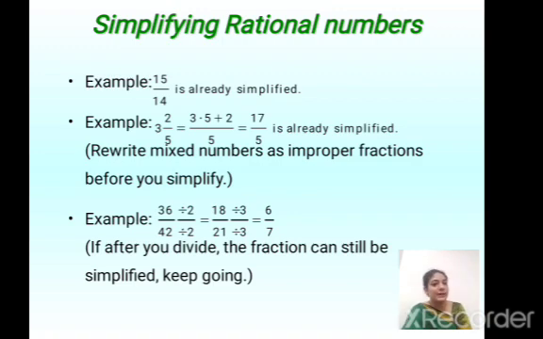In the third example, there is 36 upon 42. So we can divide it first by 2 and then it becomes 18 by 21. Now we can divide the numerator and denominator by 3 and it becomes 6 by 7.